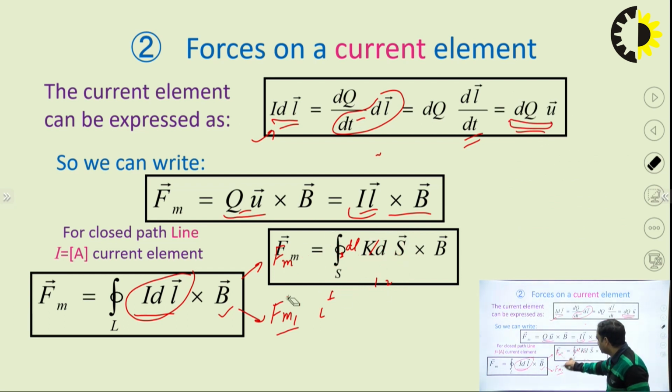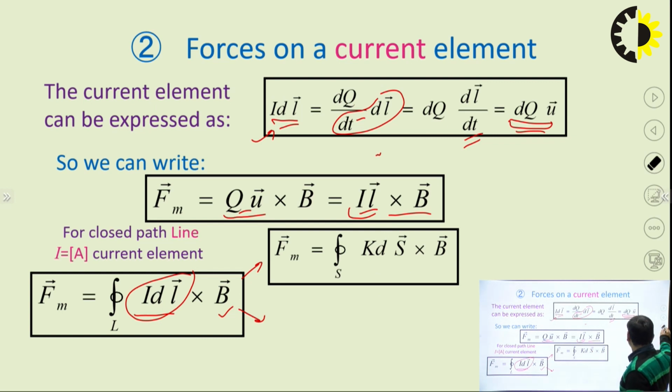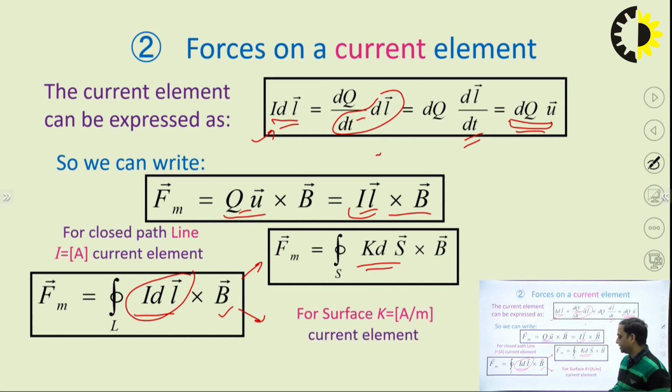Here another point to take care of is when we have the surface current element. The surface current is defined when we have different current elements and we are putting them onto a surface. So in place of I dl, we can write K dS cross B, because I dl is equivalent to K dS. K is in ampere per meter, which is the surface current.